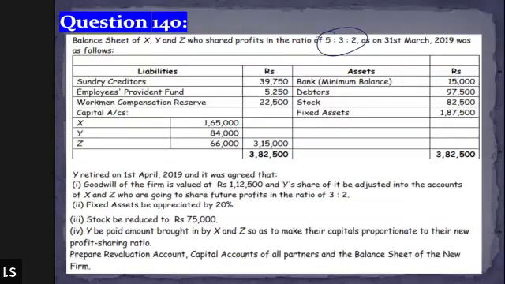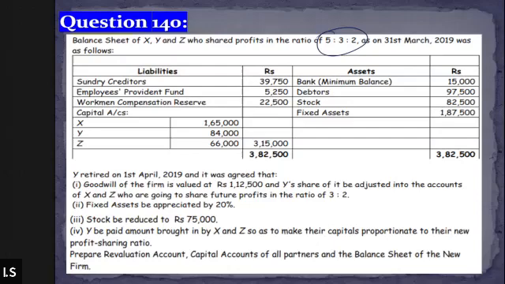Bank balance is given, 15,000. Debtors are 97,500. Then stock is valued at 82,500. Fixed asset is there. On the liability side, we have the creditors. Then employees' provident fund is there. Employee provident fund is a liability, right? Workman compensation reserve. Reserve is a part of profit. Capital account balances of all the partners are given.